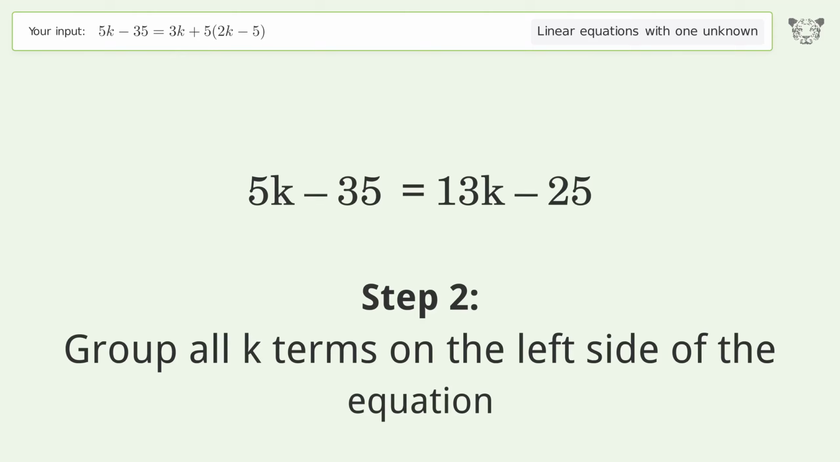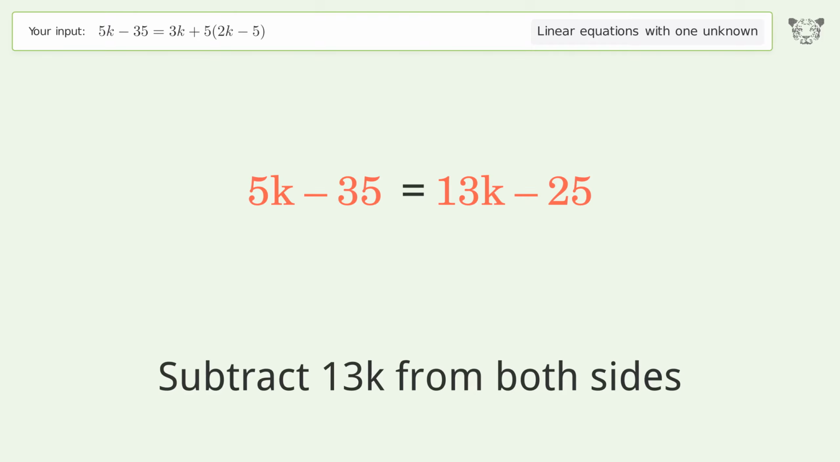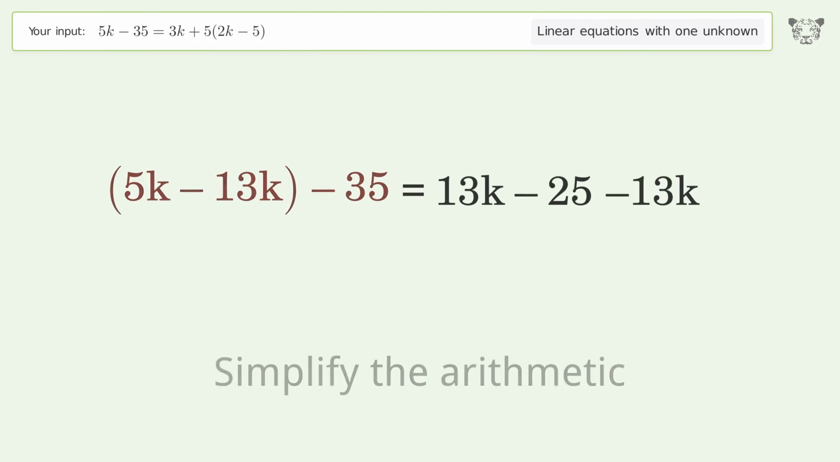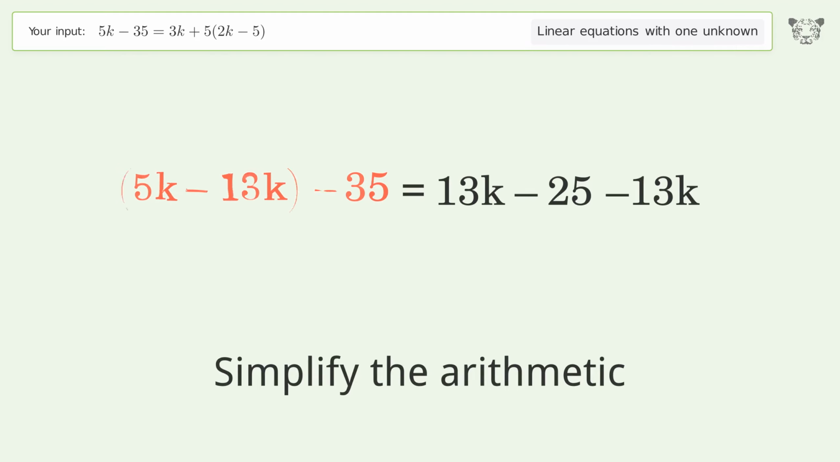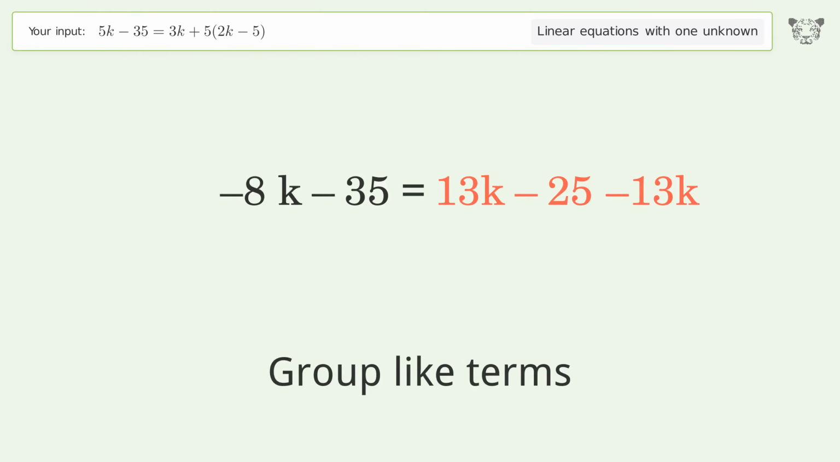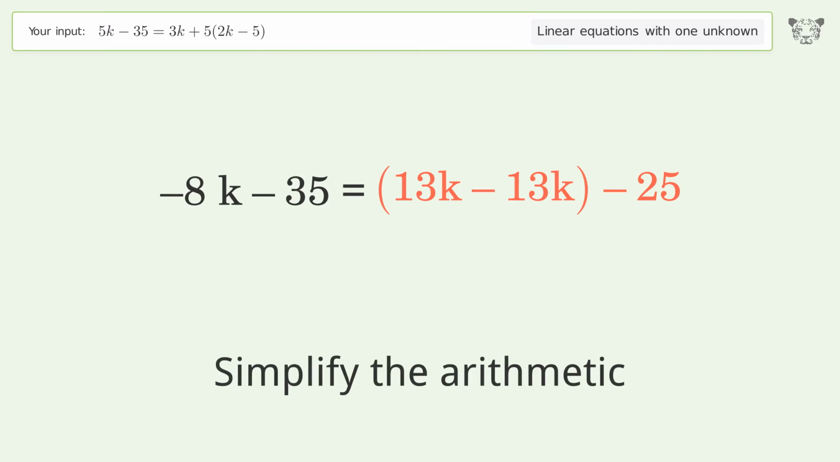Group all k terms on the left side of the equation. Subtract 13k from both sides. Group like terms. Simplify the arithmetic. Group like terms. Simplify the arithmetic.